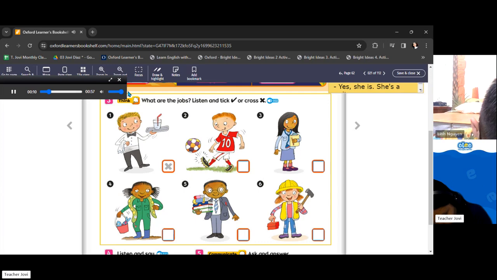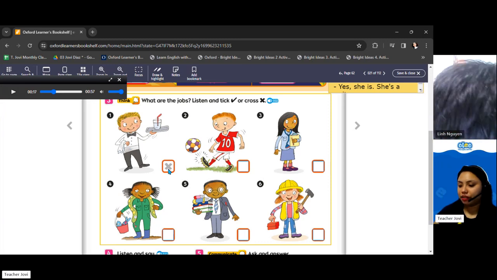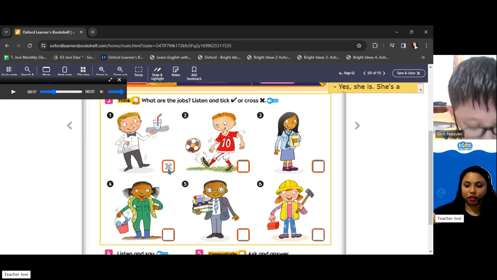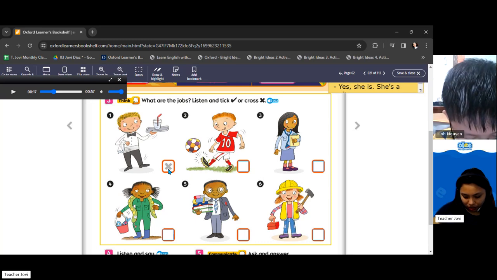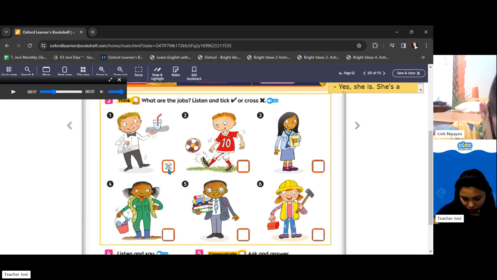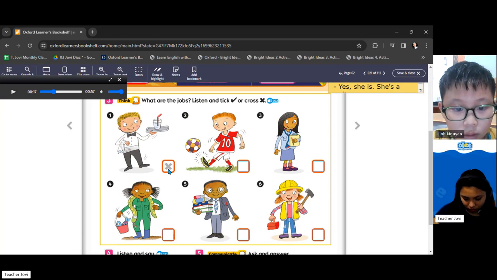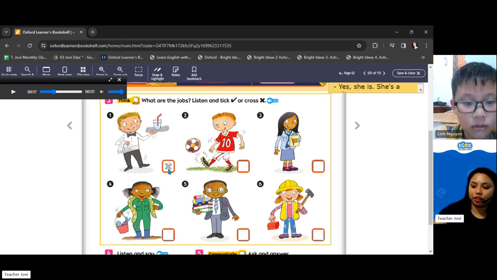One. Is he a farmer? No, he isn't. Two. Is he a farmer? No, he isn't.